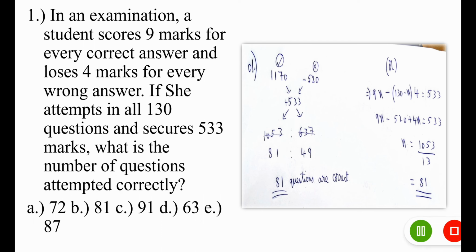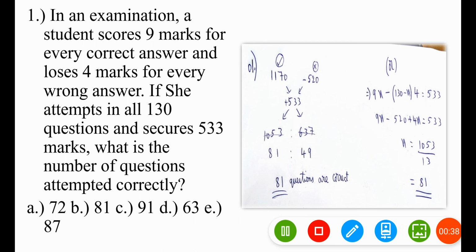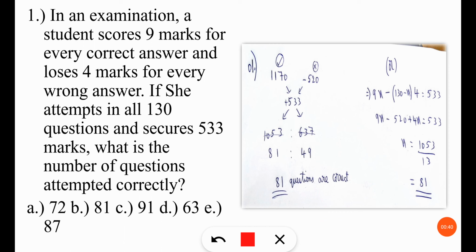The meaning of the question is, in an examination there are 130 questions and a student has scored 533 marks. How many questions have been attempted correctly? That is the meaning of the question. Let us try to solve this.